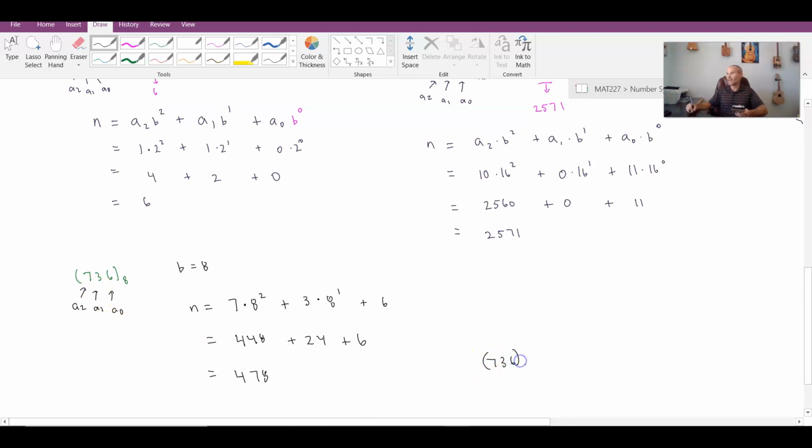So that tells me that 736 in base 8 is equal to 478 in base 10. And once again, I could just say 478 because we assume we're in base 10. That's our default base, our number system. And we have this beautiful way of now converting from base B to base 10.